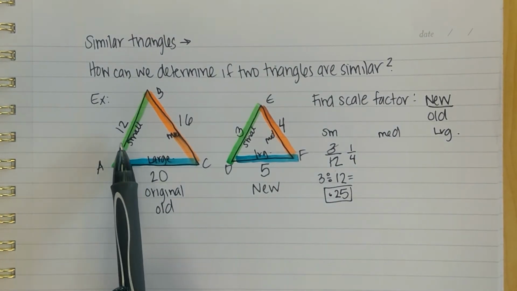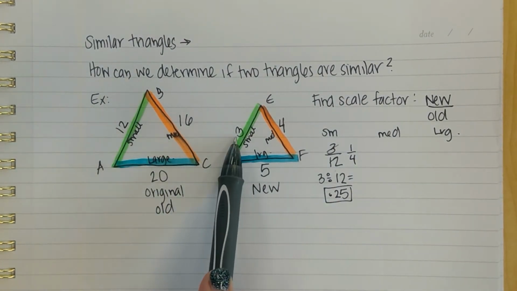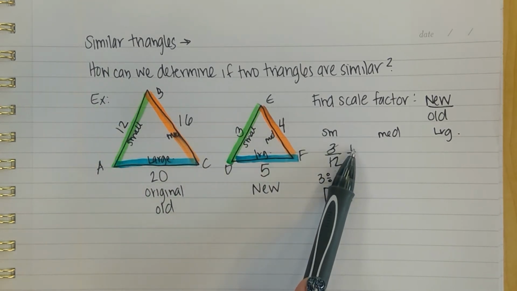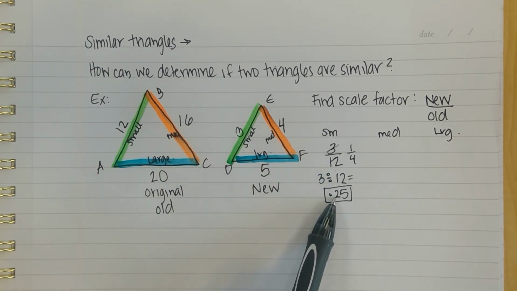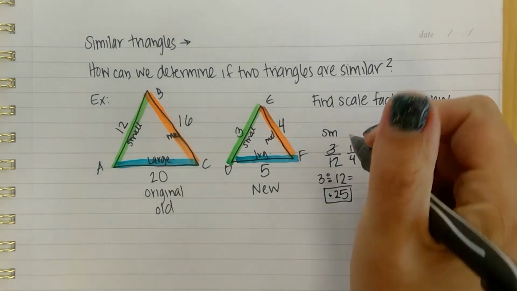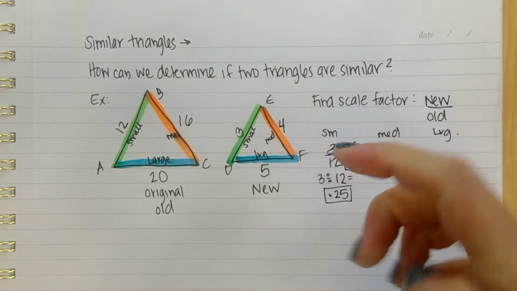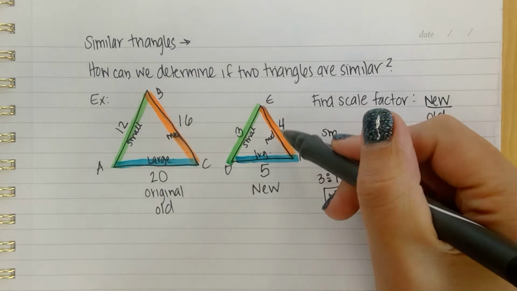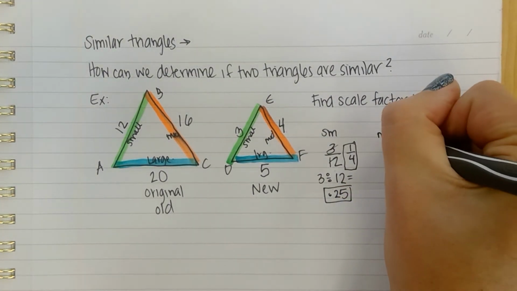So what we found is that to get from this side to this side, the 12 to the 3, I multiplied by 1/4, or I multiplied by 0.25. It's 1/4 of the size. So what we want to verify is that we get the same scale factor, 1/4 or 0.25, in the other sides. All right, so my medium, my orange, my new medium is 4.